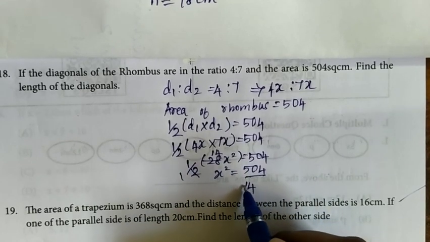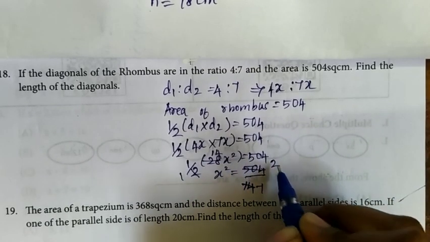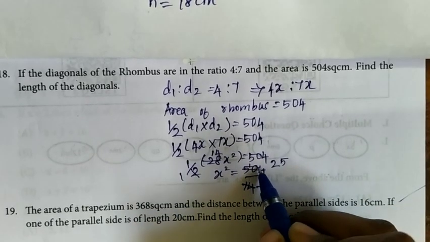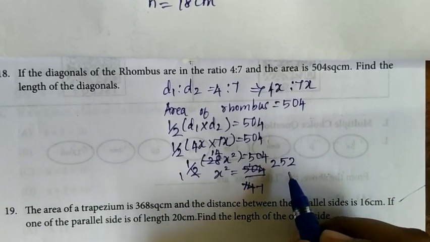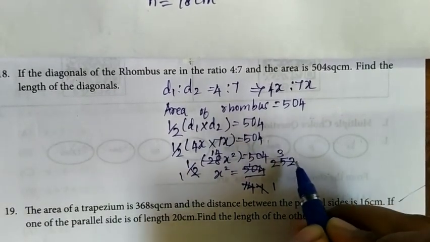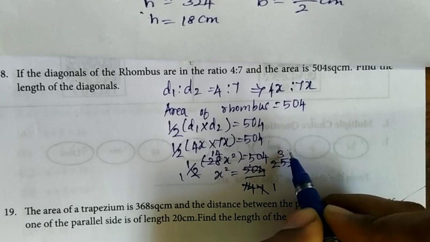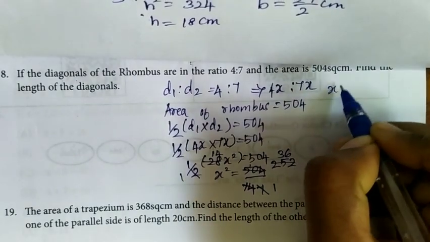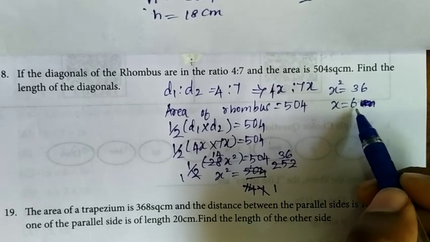Cancel it by second table. 7 2 is 14. Then 2 2 is 4. Remaining 1 1 0, that is 2 5 is 10 5. Cancel 4 by second table, we get 2. Then again cancel it by seventh table. 7 1 is 7. 7 3 is 21. Remaining 4 42. 6 into 7 42. So put 6 here. So value of x square is equal to 36. While taking the root, we get x equal to 6.